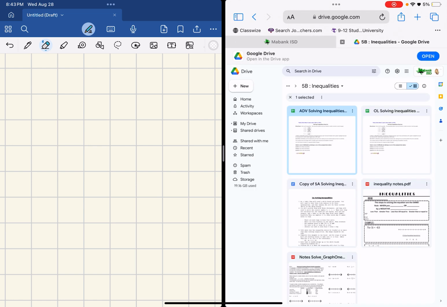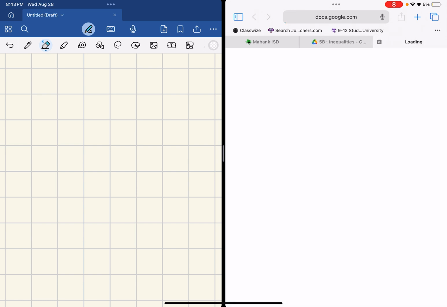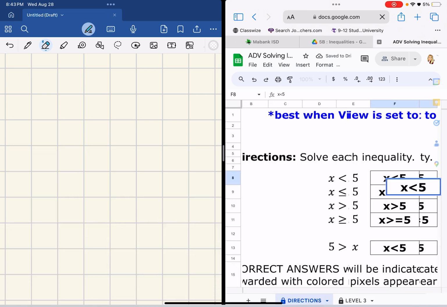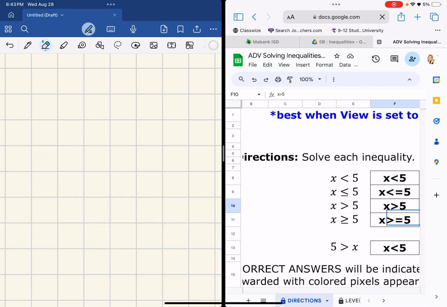Another thing I want to point out is that when you have an equal to sign, they want you to put the inequality and then literally the equal sign next to it. The equal sign next to it. So like x is greater than, but then also equal to 5. That lets them know that you're doing equal to.